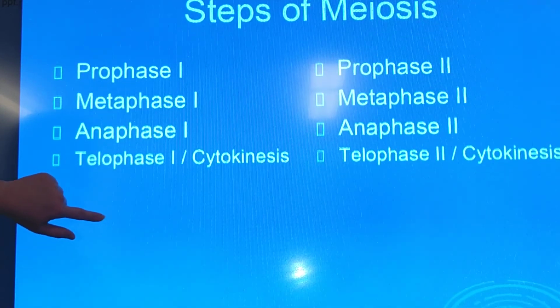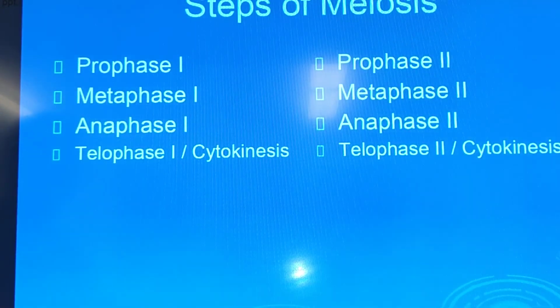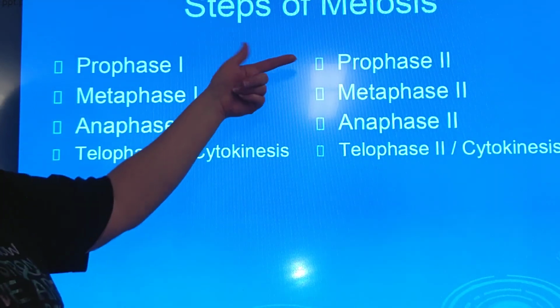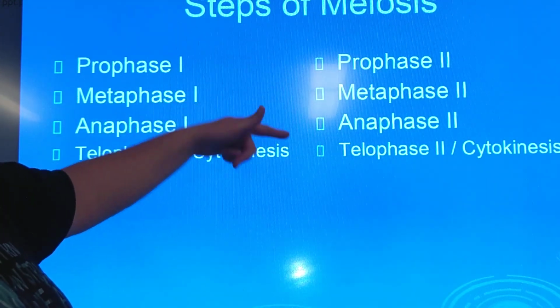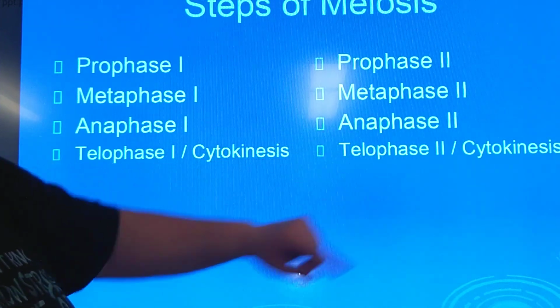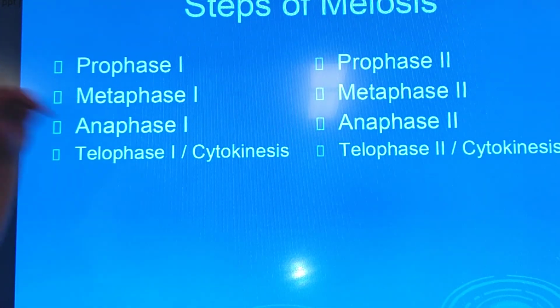And it's going to be much like mitosis, except we're going to go through it twice. So we have prophase 1, metaphase 1, anaphase 1, telophase 1, and cytokinesis. PMAT. Remember, PMAT: prophase, metaphase, anaphase, telophase. And then cytokinesis. And then we do it again. Prophase 2, metaphase 2, anaphase 2, telophase 2, and cytokinesis. PMAT again. PMAT 1 and PMAT 2.